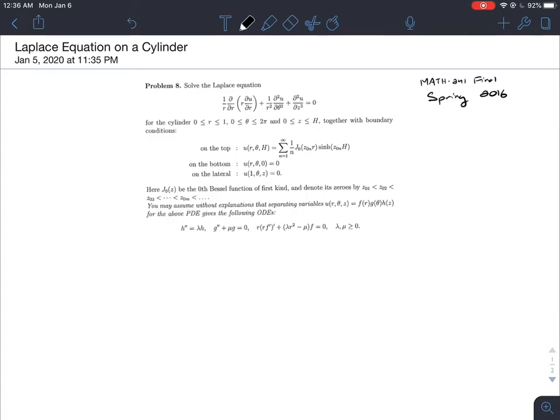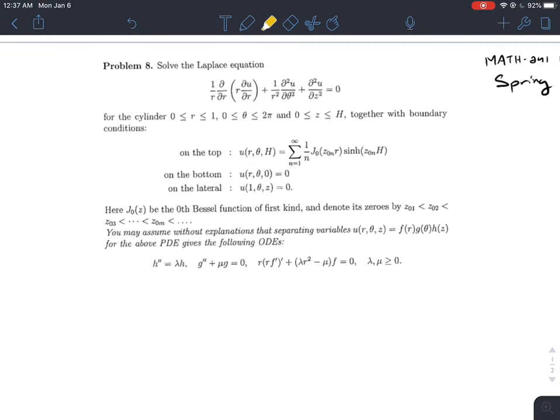In today's video, we'll be solving Laplace's equation inside a cylinder. This is the 6th video in a series about solving Laplace's equation on various types of surfaces. And let's get started by reading this problem.